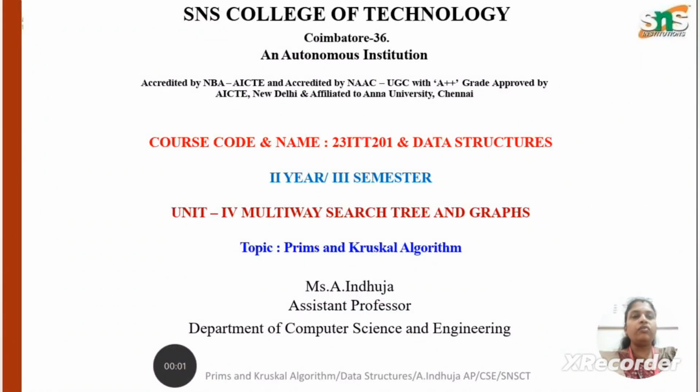Hi all, now we are going to see about Prim's and Kruskal algorithm in multi-way search tree and graphs topic. So Prim's and Kruskal algorithms come under the minimum spanning tree topic.